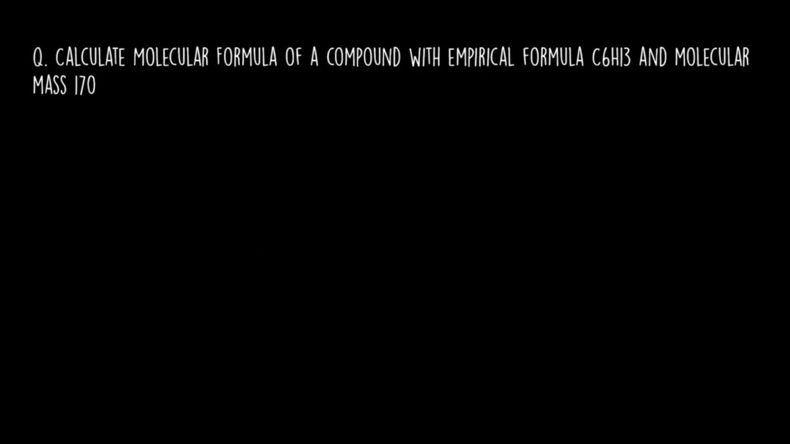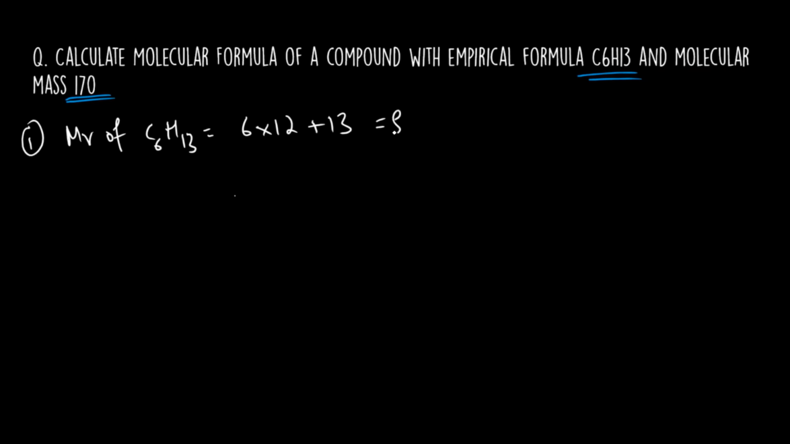Okay, so now we will do the last question. Calculate the molecular formula for a compound with empirical formula C6H13, I believe, and molecular mass 170. Again, the first step is, let's find the MR of the empirical formula. So MR of C6H13 would be 6 into 12 plus 13. And that ends up as 85.